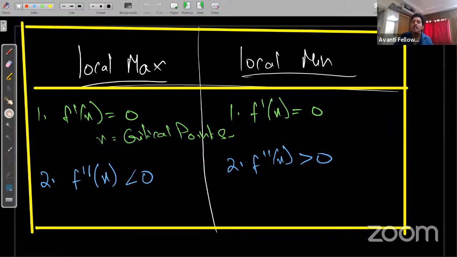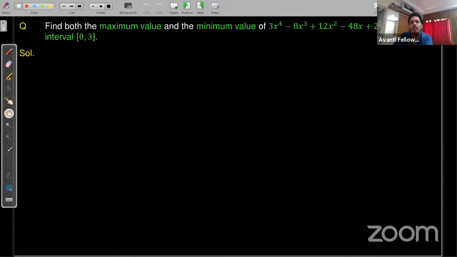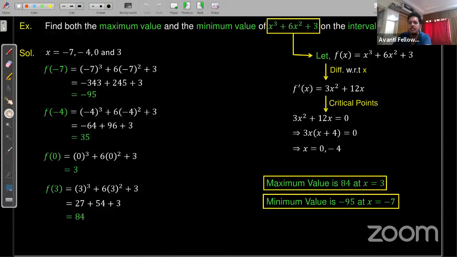Understood or not? Clearly, guys, come on, tell me. Okay, any doubts? I think some question is there. Okay, guys, local maximum, you got the idea clearly, na?